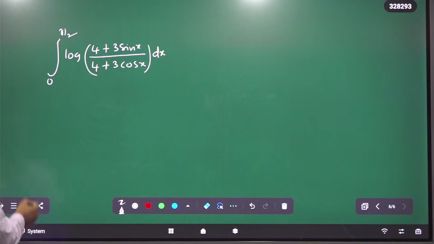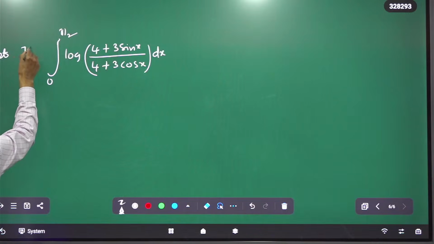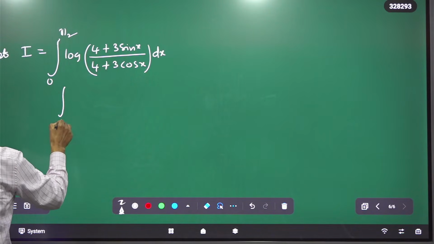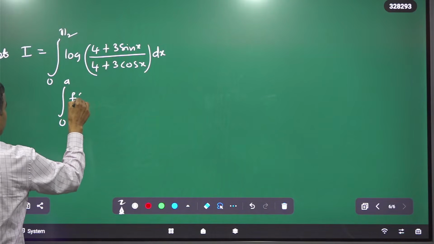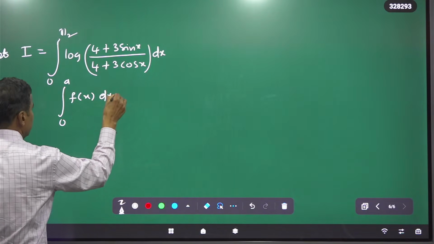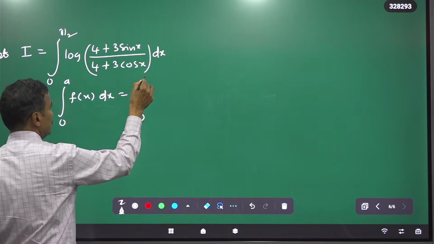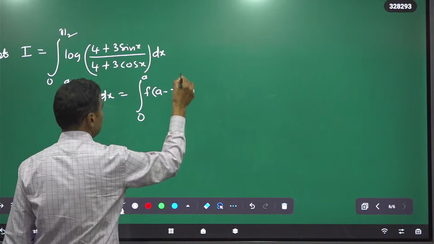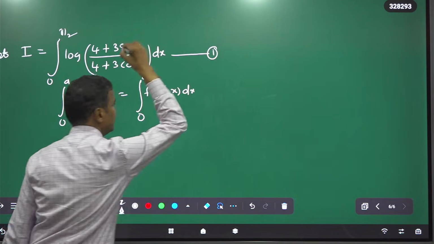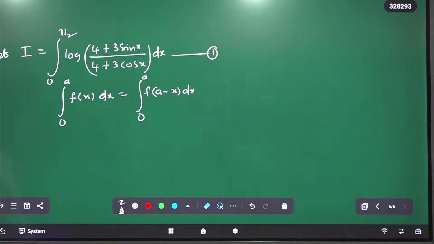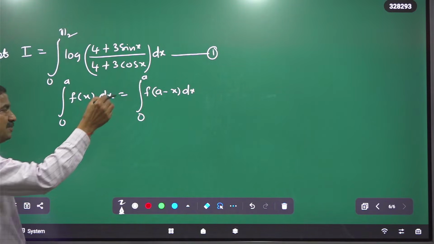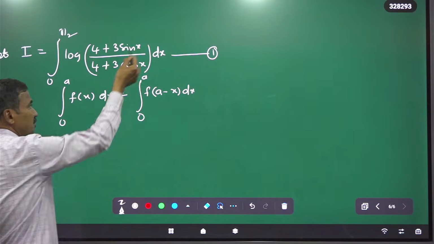So you can take, let I be equal to the given integral. Then by using the property, integral of 0 to a f of x dx is equal to integral of 0 to a f of a minus x dx. Okay. So, you take this as equation 1. By applying this property, where a is pi by 2 here, we have to replace x by pi by 2 minus x.